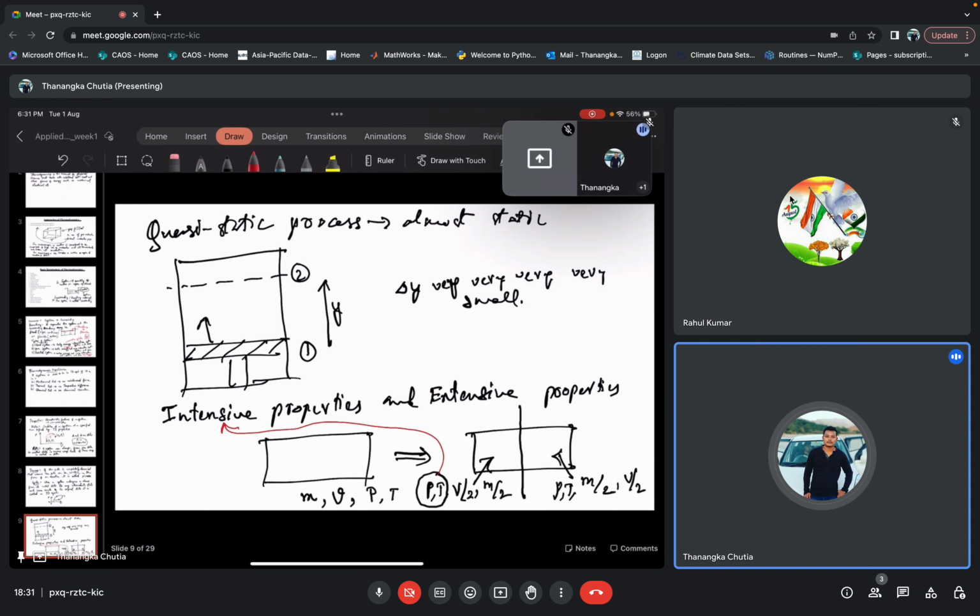And properties like volume and mass are called extensive properties because they depend on the mass present in the system.